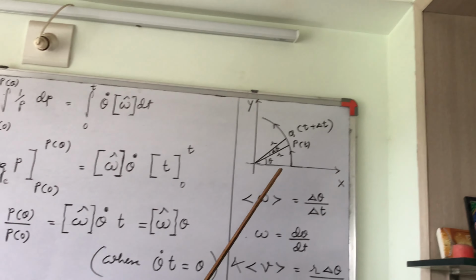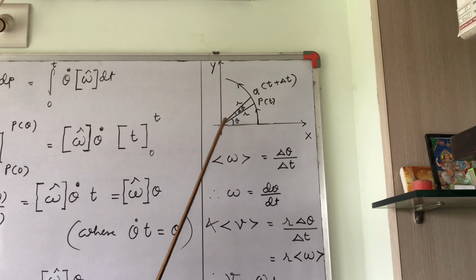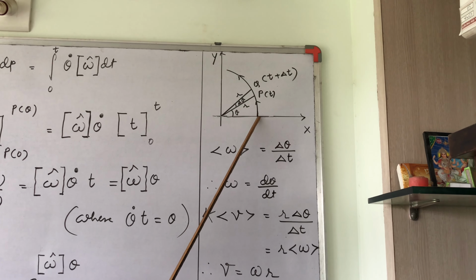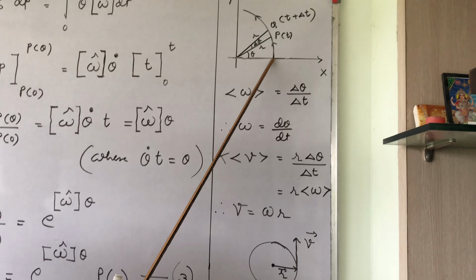Now what about V's omega cross R? It's class 11 physics, but we will revise it. This one is X, this one is Y, Z is coming out of the plane of the board. Suppose particle P is rotating around this point on a circular trajectory, this way.